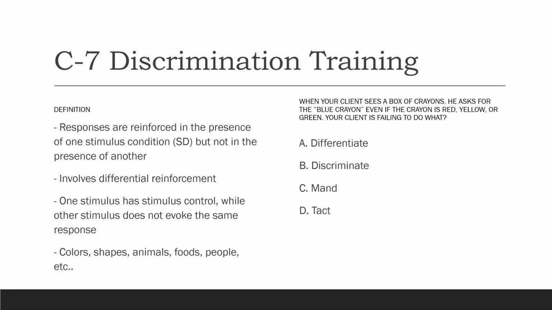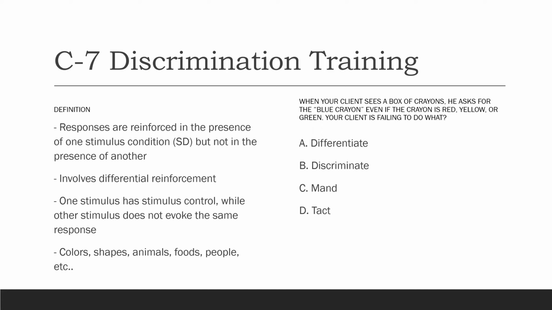It's the same thing if I was to say, point at the dog. The only stimulus that should have control over pointing at the dog is dogs. All the other animals should not evoke that response, given that scenario or that condition. So very basic, very easy. Discrimination training is something you'll do all the time as an RBT.